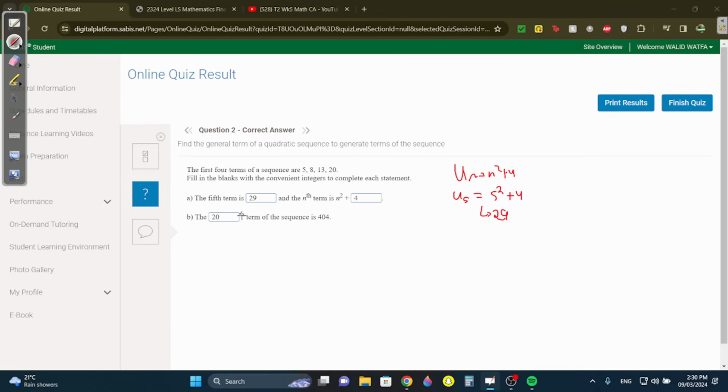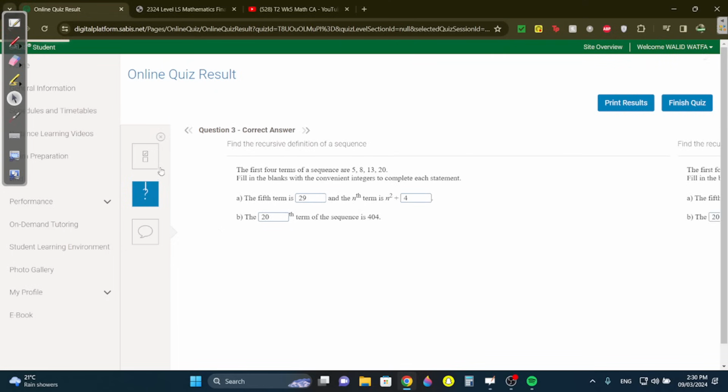And then they're saying the something term of the sequence is 404. So un is equal to 404. So n squared plus 4 equals 404, right? We don't know what the n is, we don't know which one. n squared plus 4 is 404. Take 4 to the other side. n squared equals 400. n equals 20, because it's radical. It can't be negative because it's a sequence. You can't have a negative n. Sequences can't be negative.